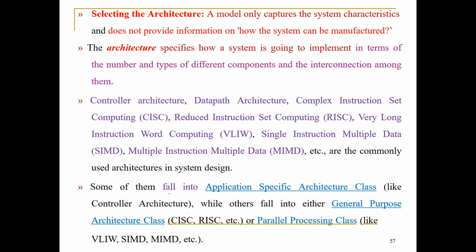Moving on to the next thing, that is selecting the architecture. Once you are done with the simulation part, and you know which microprocessor, sensors and actuators to take, now you need to go with the implementation part. A model only captures the system characteristics and does not provide information on how the system can be manufactured. Previously you had only a normal model, written in some language or code, and you came to know that it was working very fine. Now you try to actually implement it.